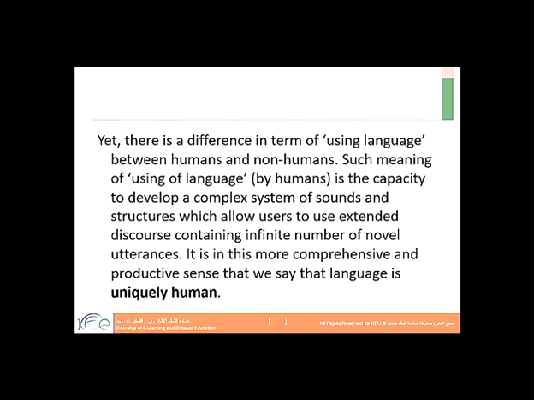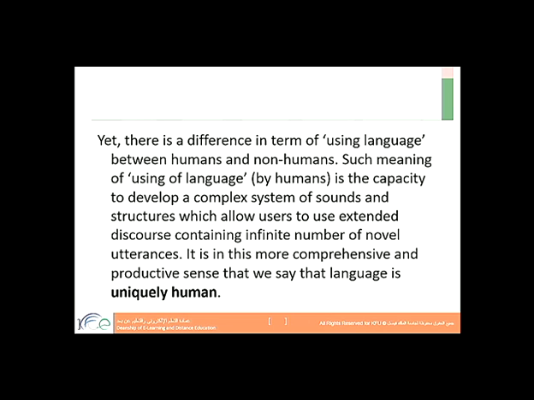Such meaning of using a language by humans is the capacity to develop a complex system of sounds and structures, which allow users to use a very extended, wide range of discourse containing an infinite number of novel utterances. And again, these are, as we have just looked at, some of the properties of human language. Here we have discourse containing infinite, and what we mean by infinite is an unlimited number of novel utterances, and we can refer to this as productivity or creativity. So this is only a feature of human language, not animals' language. It's in this more comprehensive and productive sense that we can say that language is uniquely human.